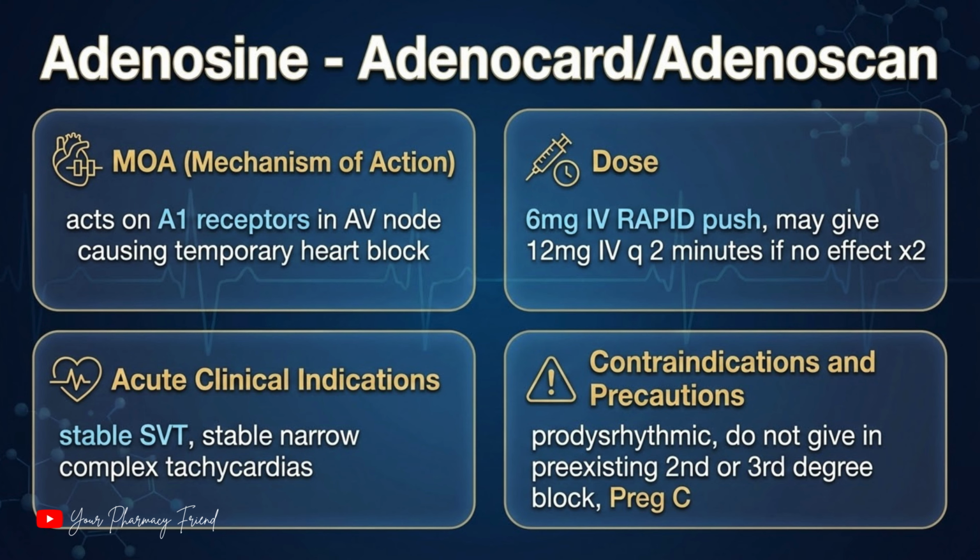Adenosine, which is marketed under the brand names Adenocard and Adenoscan. Adenosine is a short-acting antiarrhythmic medication that is primarily used in the acute management of supraventricular tachycardias. Let's begin with its mechanism of action.